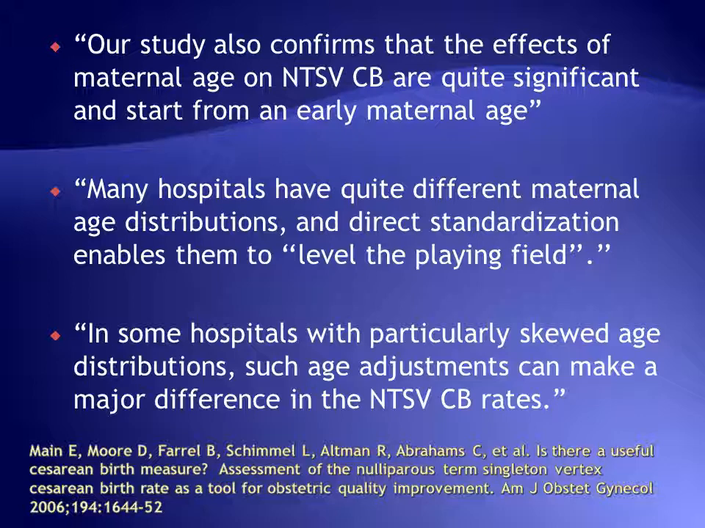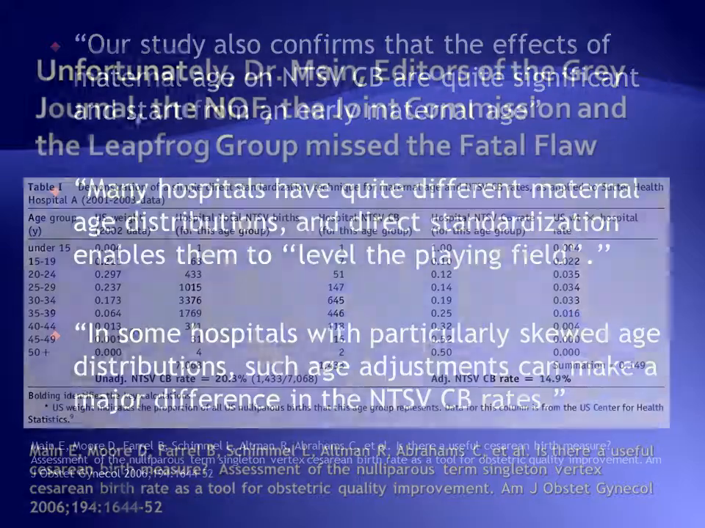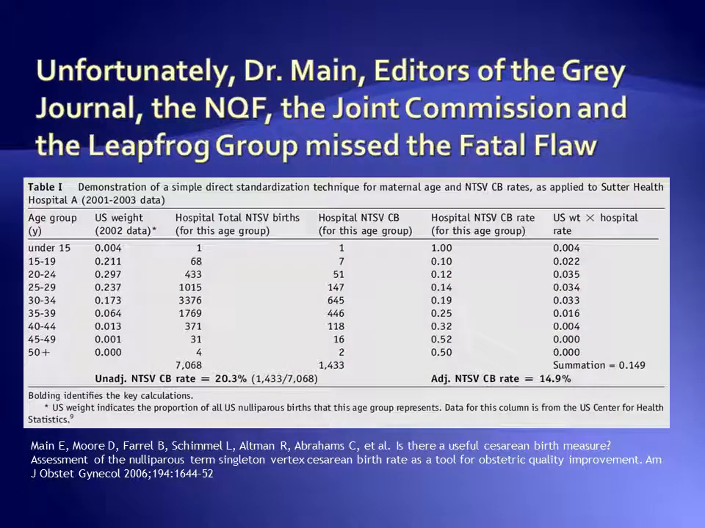Dr. Main's work became the Cesarean Birth Measure that was endorsed by the National Quality Forum, the Joint Commission, and the Leapfrog Group. Unfortunately, there is a fatal mathematical flaw in Dr. Main's work that was not recognized by Dr. Main, the editors of the Gray Journal, the National Quality Forum, the Joint Commission, or the Leapfrog Group. This fatal flaw is in the direct standardization and is called the leveraging error. It affects every hospital that does not have the same NTSV patient age distribution as the national average.